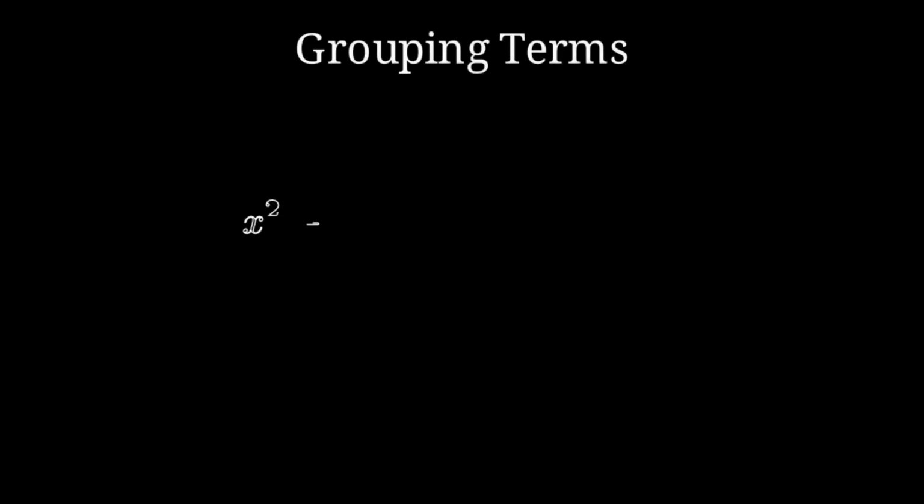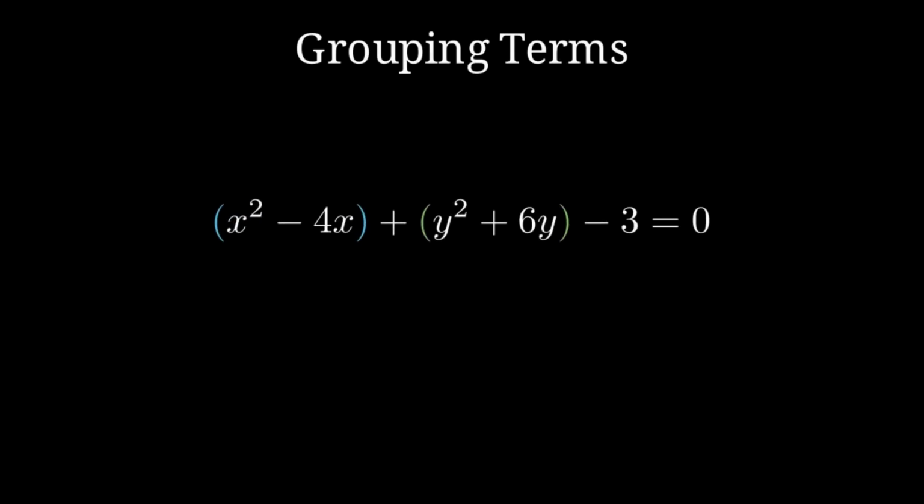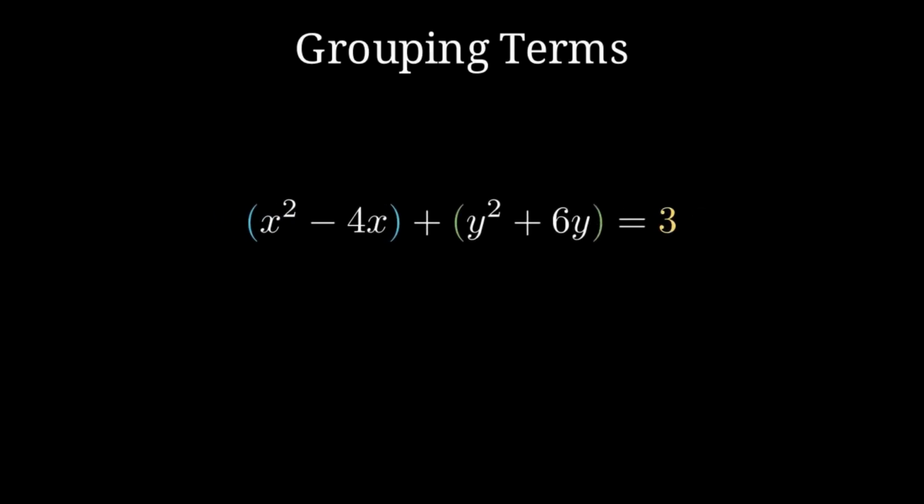Let's start our example. We group the x terms together and the y terms together. We also move the constant term, -3, to the right side of the equation, where it becomes a +3.